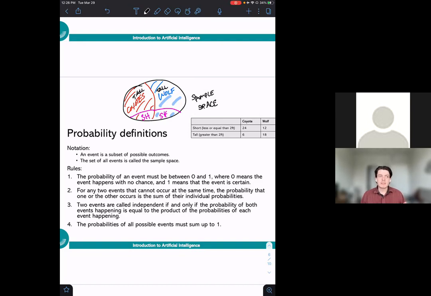And the last thing is that all the probabilities must sum up to 1. If it doesn't sum up to 1, it's not a probability problem, or it's set up incorrectly, just like rule number 1.